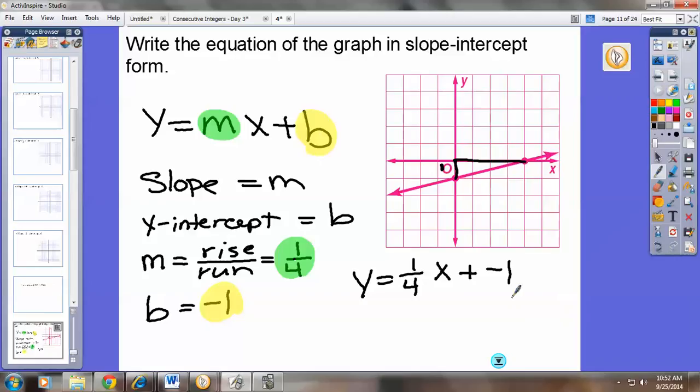Now I heard somebody say minus 1. Is plus a negative 1 the same as a minus 1? Yes, again, I want you to be very comfortable with seeing minus 1. It's the same thing as plus a negative. Y equals 1/4 x minus 1. So again, today we're given a graph. We're going to find our slope, find our y-intercept, and then write our equation.